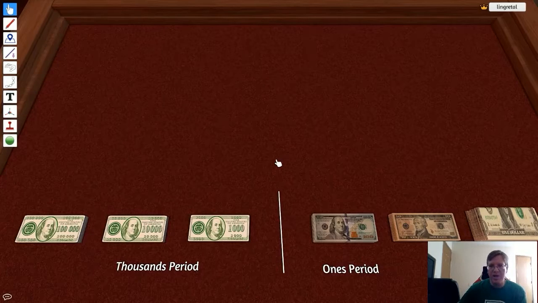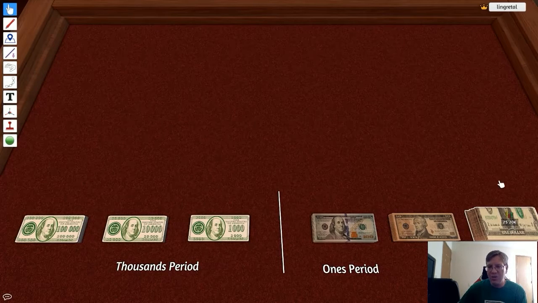Go Math refers to ones, tens, and hundreds as the ones period, and thousands, 10,000s, 100,000s as the thousands period. So I'm going to show you a demonstration of some things that we can work on using a model in a tabletop simulator, and then I'll talk about how you can go ahead and try to practice these kinds of skills at your own house. Let's take a look at our model.